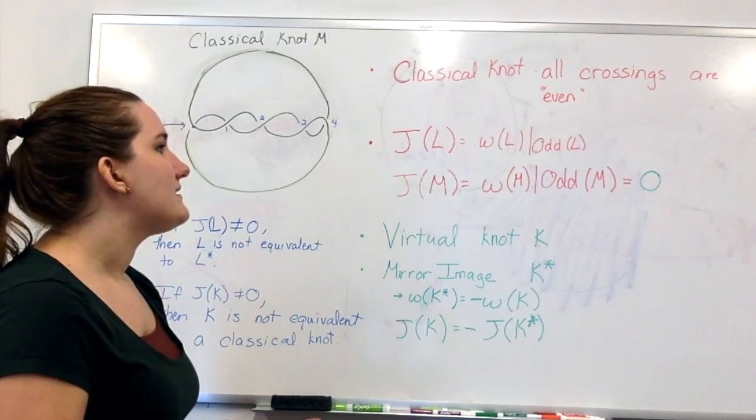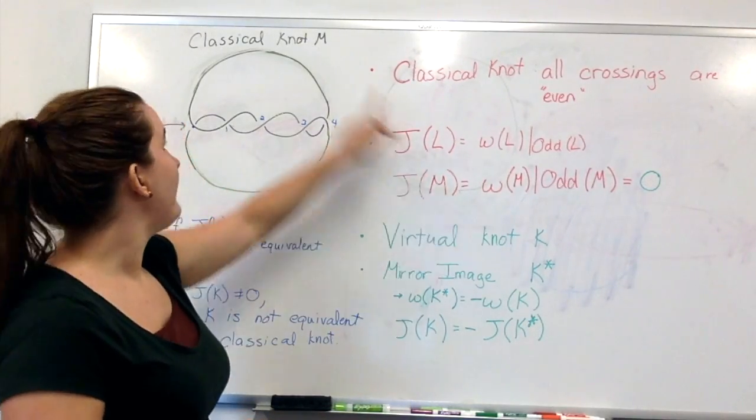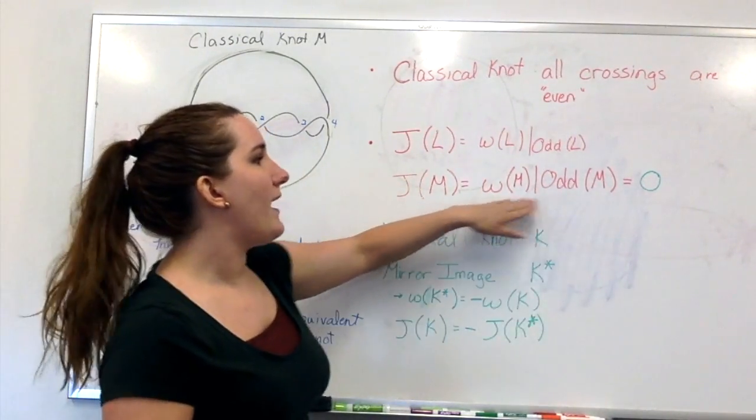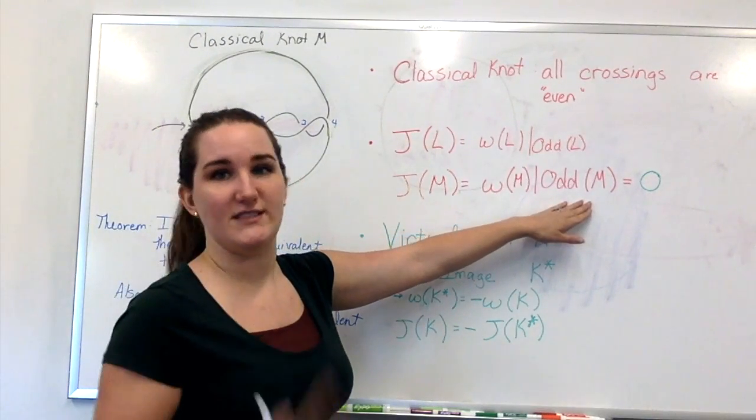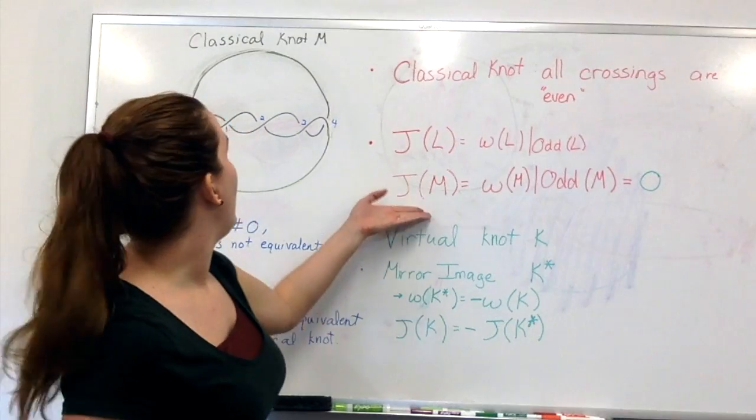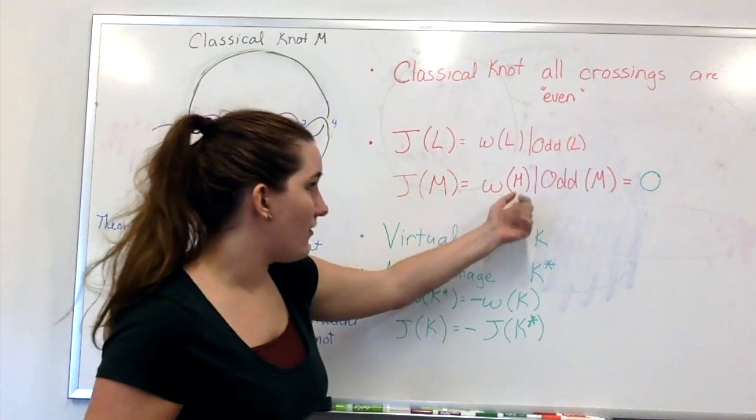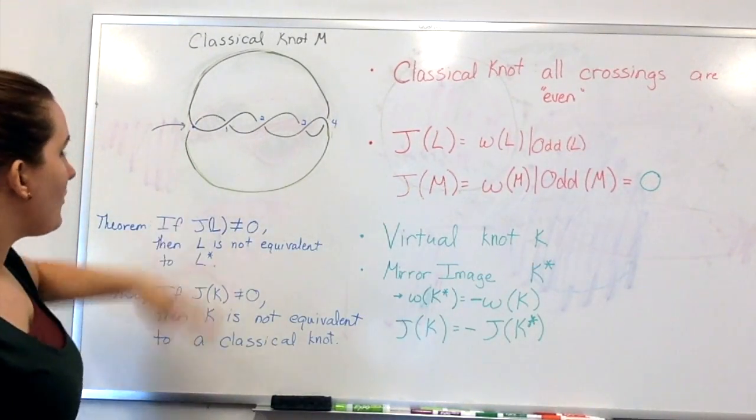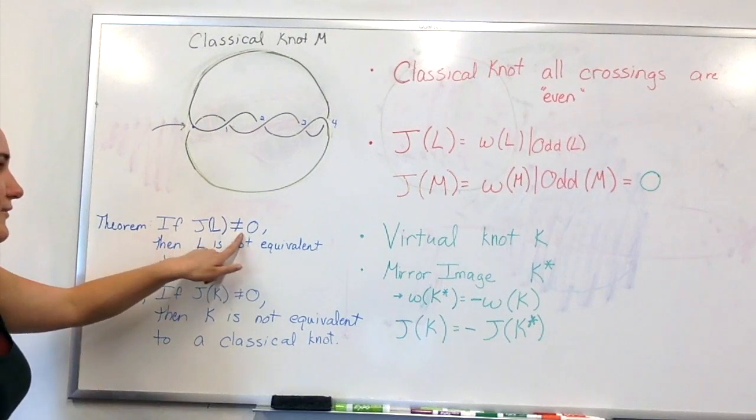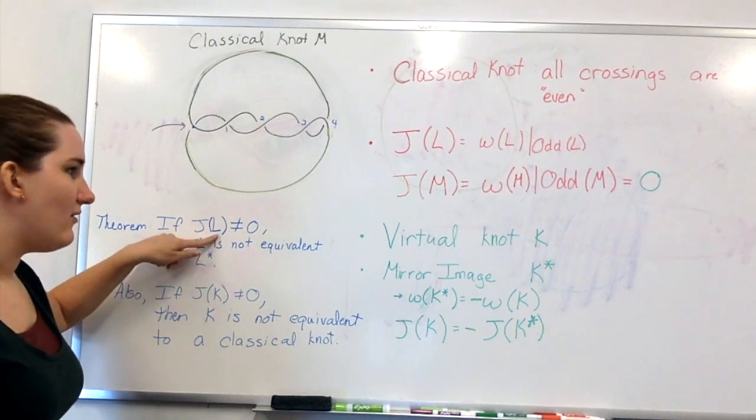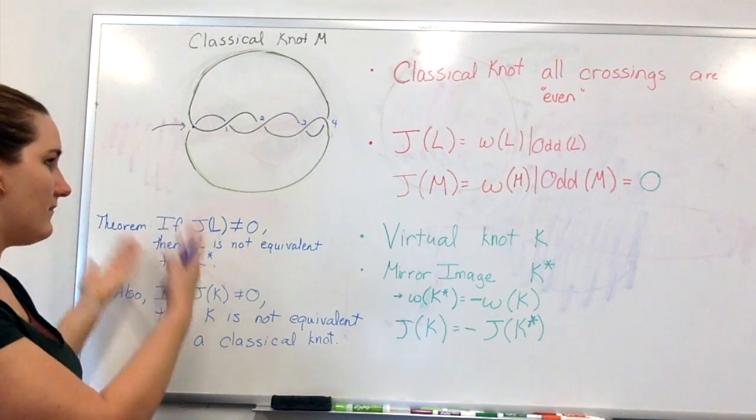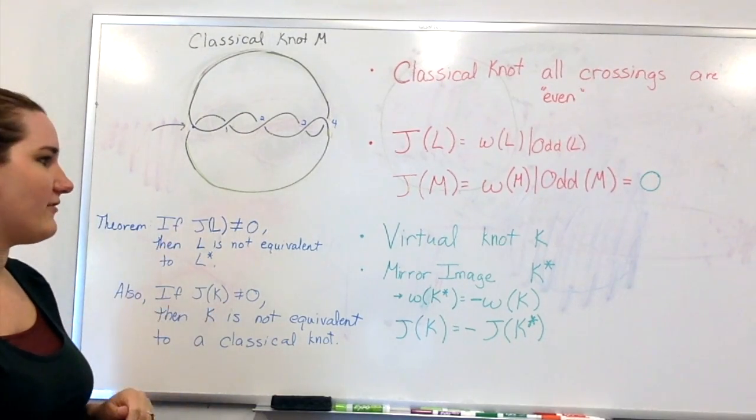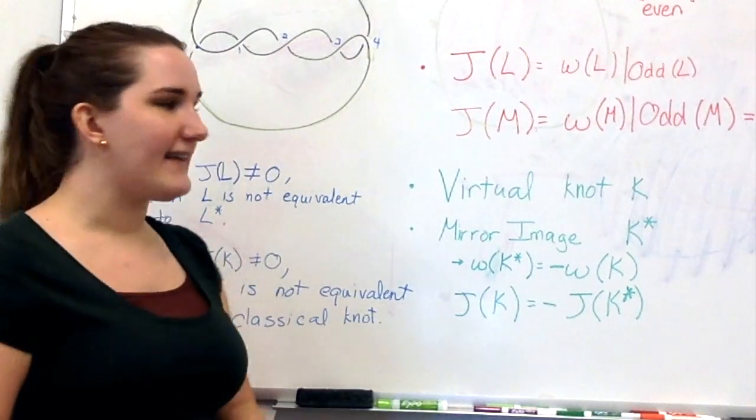So that means that J of M, if M is a classical knot, is going to equal 0 because it's the writhe of the odd crossings. Well, there are 0 odd crossings in a classical knot diagram, so the writhe of nothing is nothing. We have 0. Our goal actually is to talk about when the writhe is not 0, so that means that J of L would have to be the J function of a virtual knot. So both of these would have to talk about virtual knots. So let's look at virtual knot K.